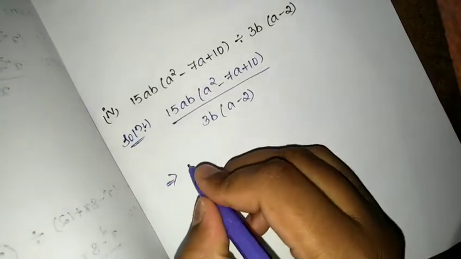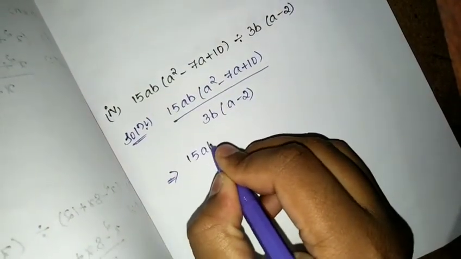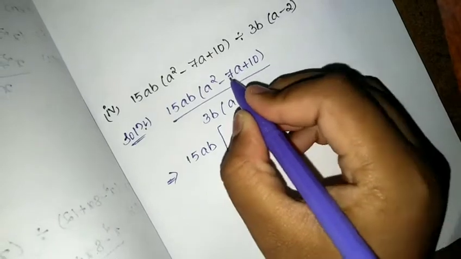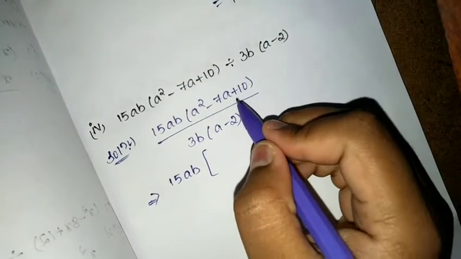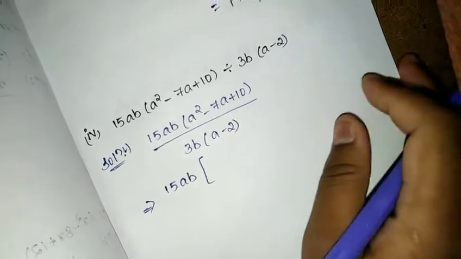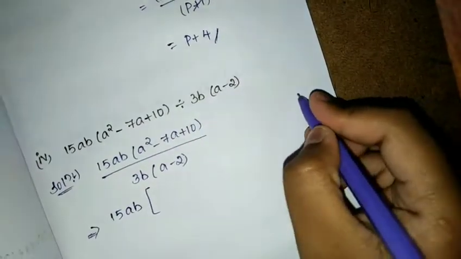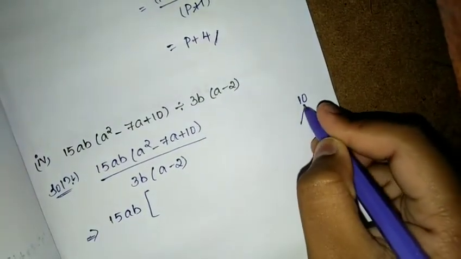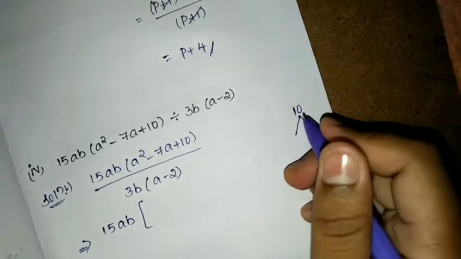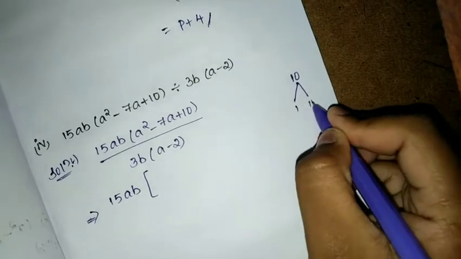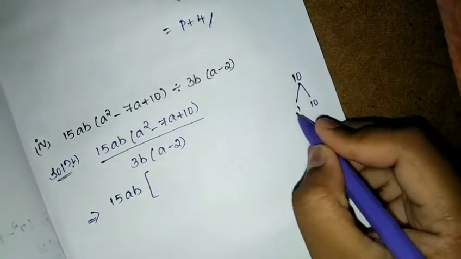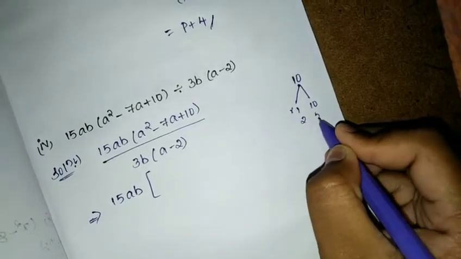Next, 15ab. We have a square minus 7a plus 10 here, so we can factorize this expression. We have 10 here. Factors of 10 are 1 ten is 10. It is not the perfect pair. 2 fives are 10.